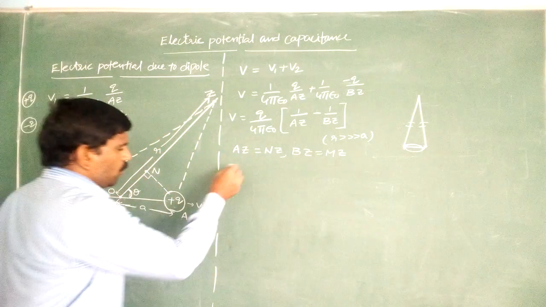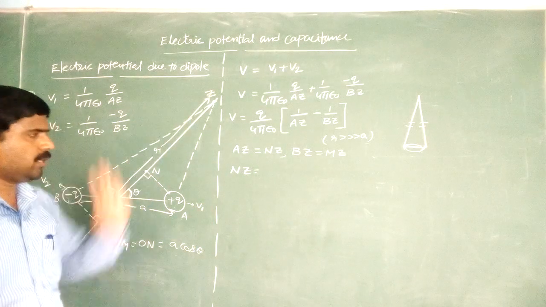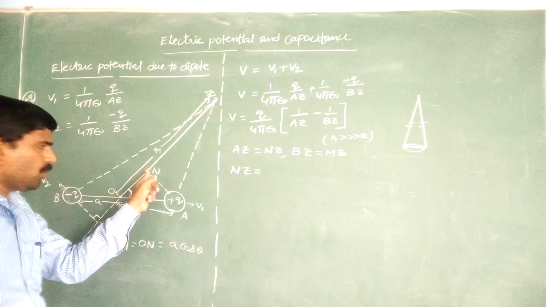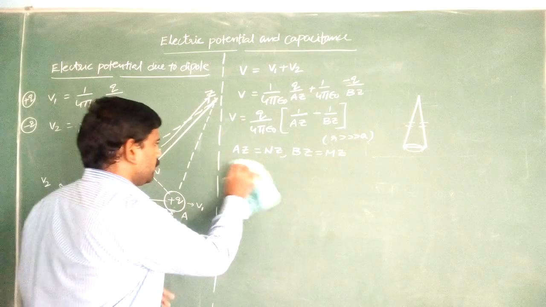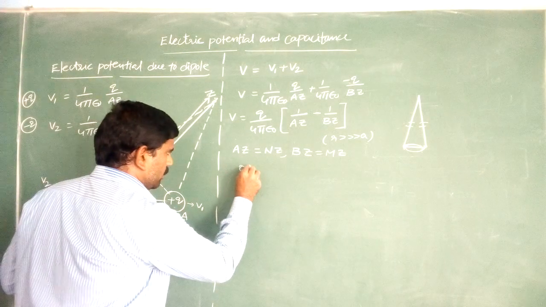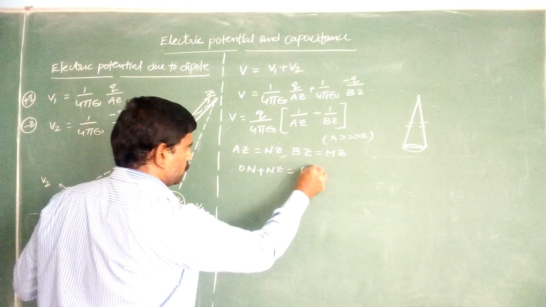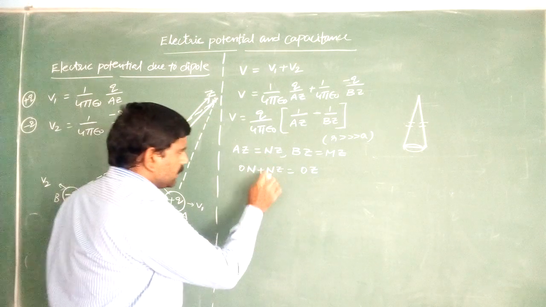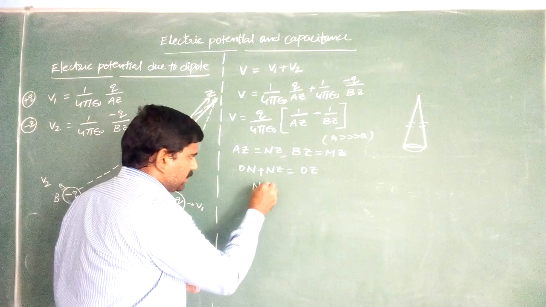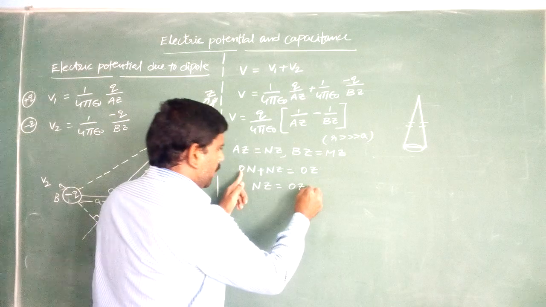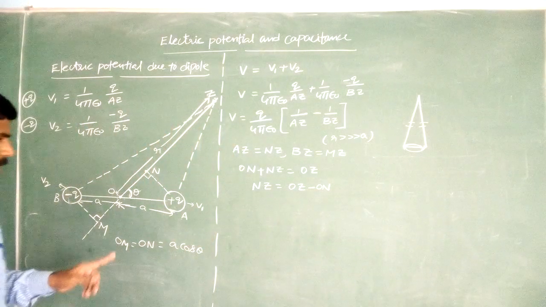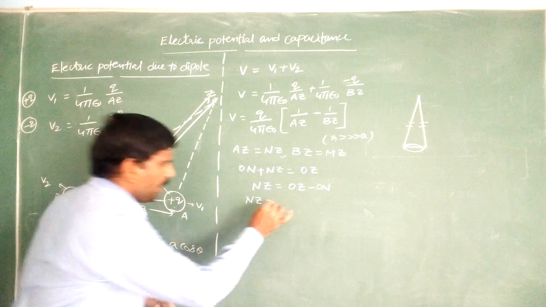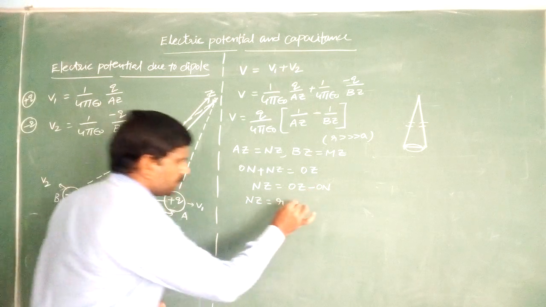Right now observe, NZ is equal to how much? If you observe, ON plus NZ is equal to OZ. We want to find NZ. NZ is equal to OZ minus ON. OZ is nothing but R, minus ON, which is A cos theta. So NZ is equal to R minus A cos theta.